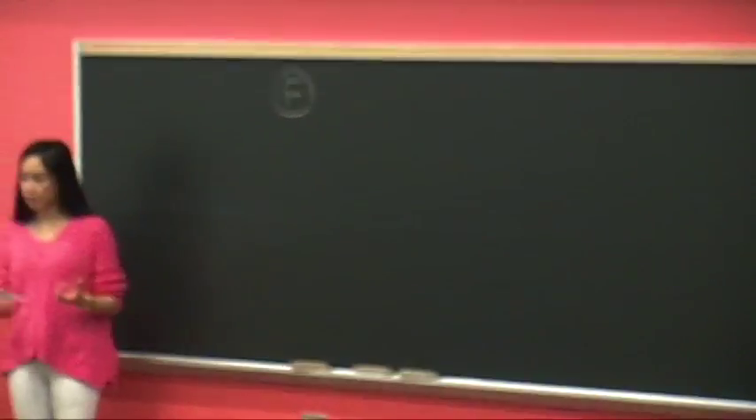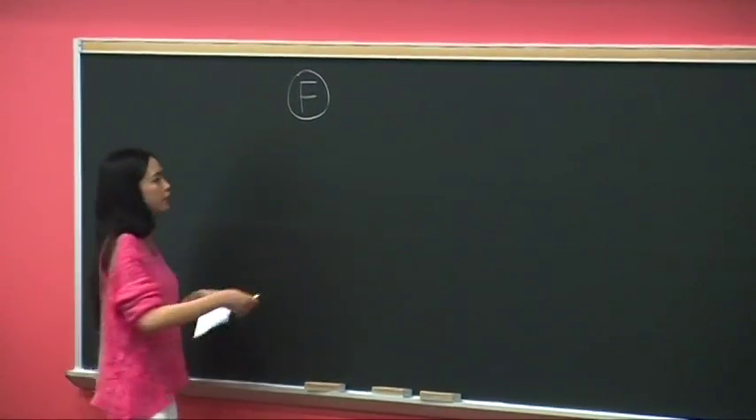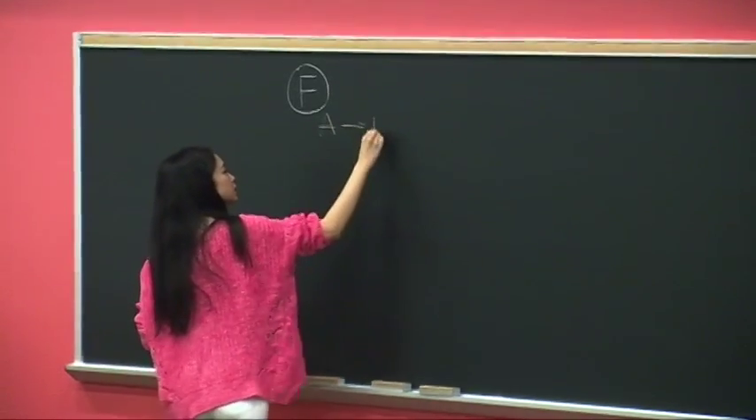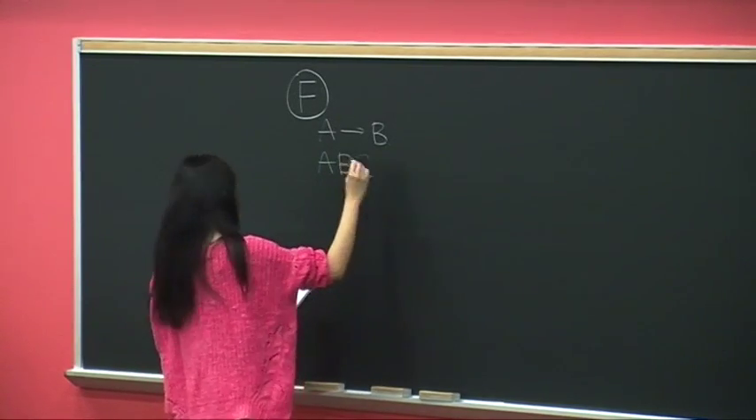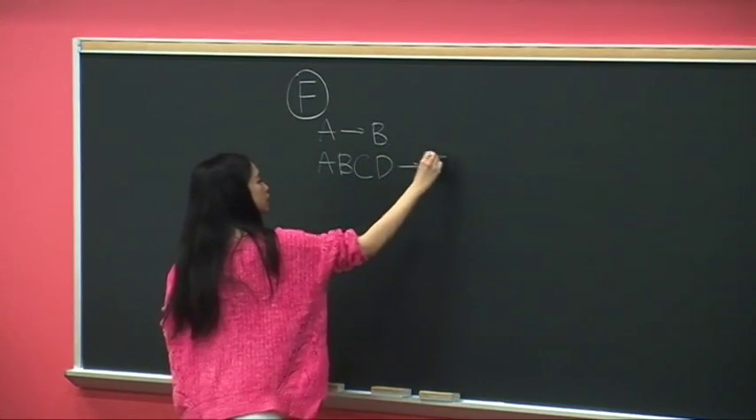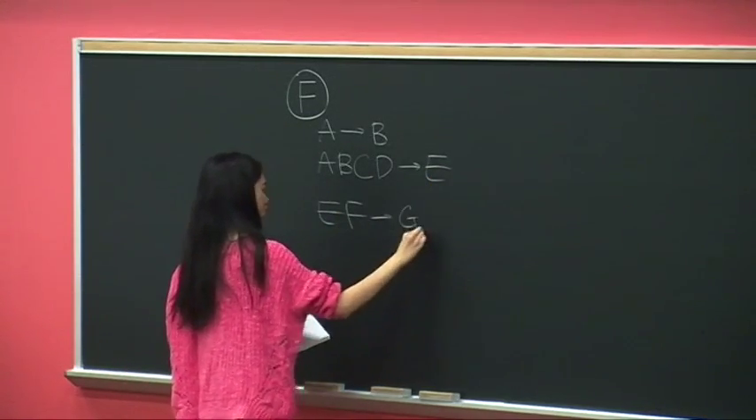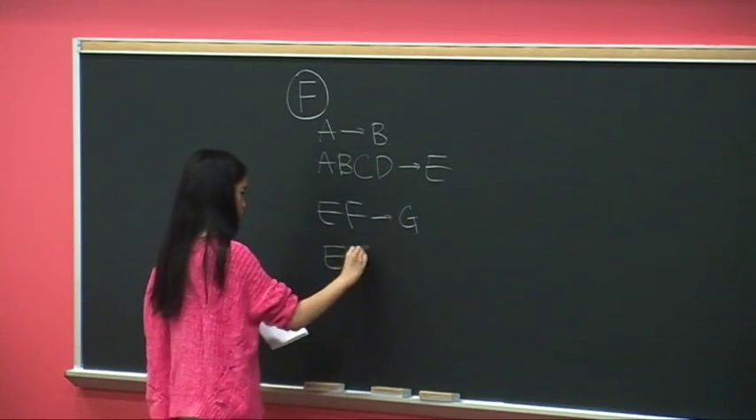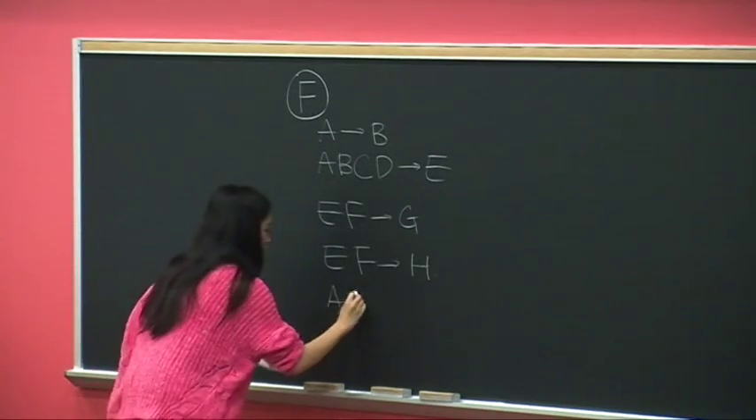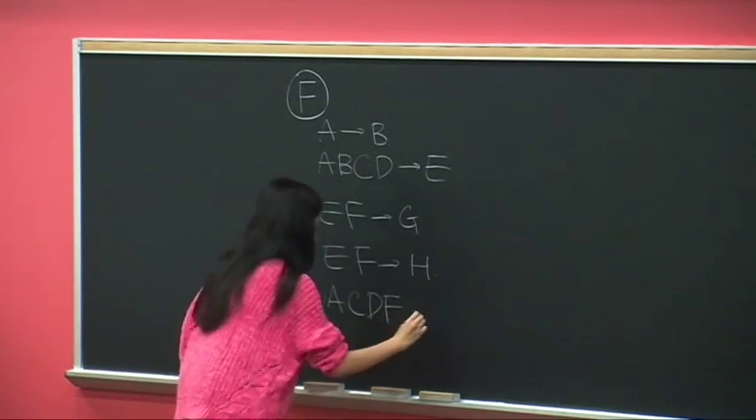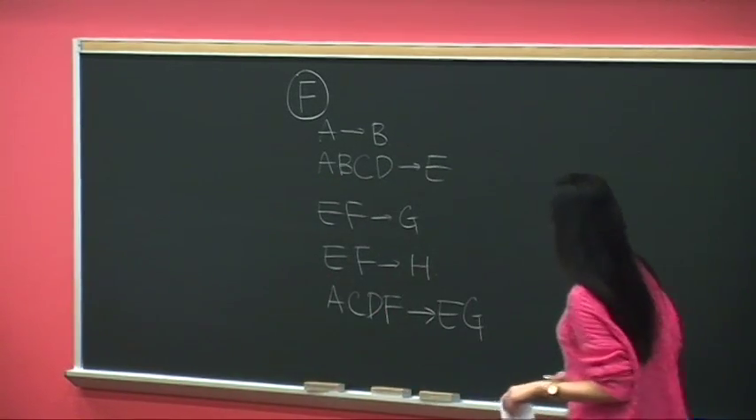Like we saw earlier in the example, you are given a set of functional dependencies in F. Okay, I'll write them down now, and your task is to find the minimal cover for F. So we have A determining B, A, B, C, D determining E, E, F determining G, E, F determining H, and A, C, D, F determining E, G. Correct?